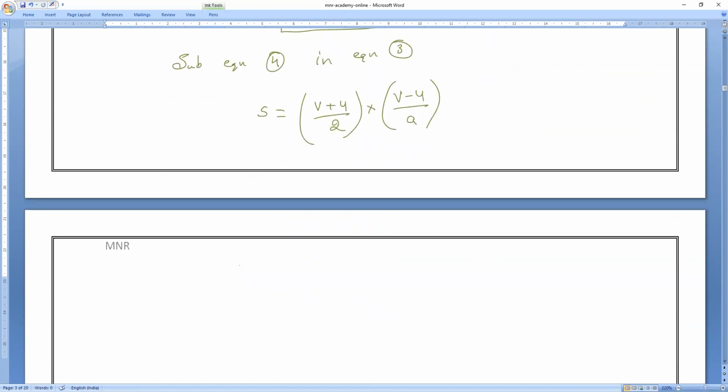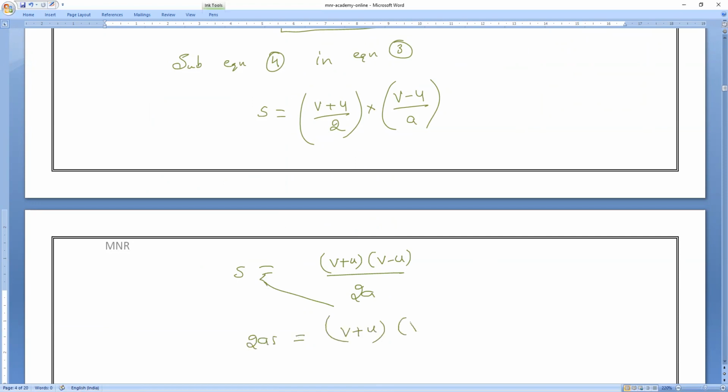Everybody, fastly you can tell me. S equals, LCM is what? 2a. S equals v square minus u square by 2a. The division will come to this side as multiplication. 2aS is equal to v plus u and v minus u. Yesterday we have done it from algebra. We all know a plus b into a minus b is a square minus b square.